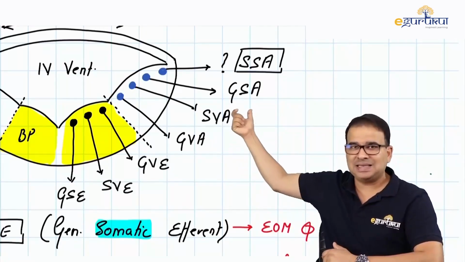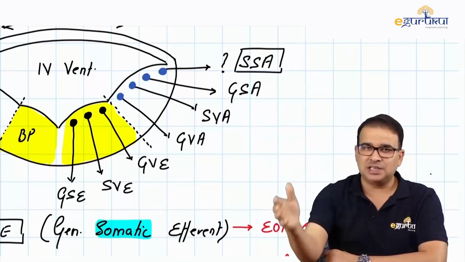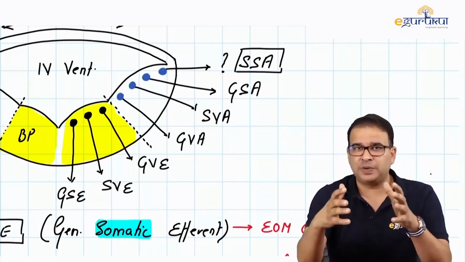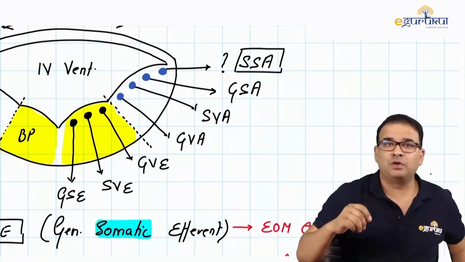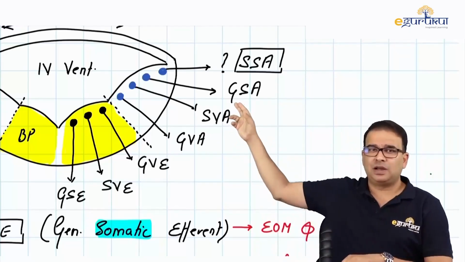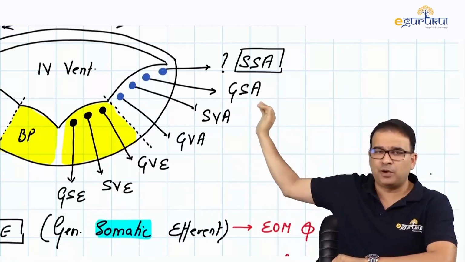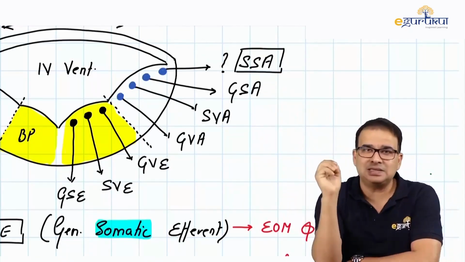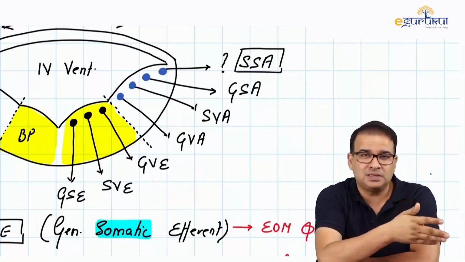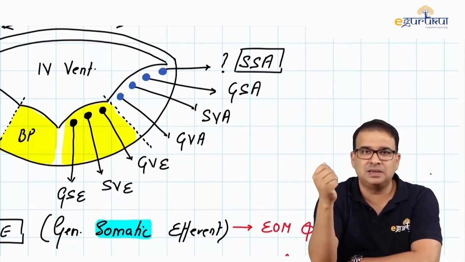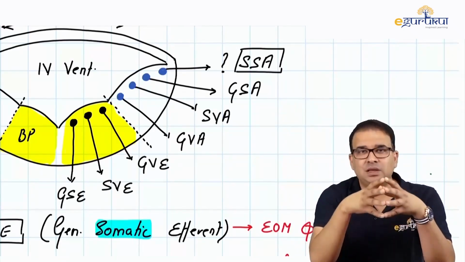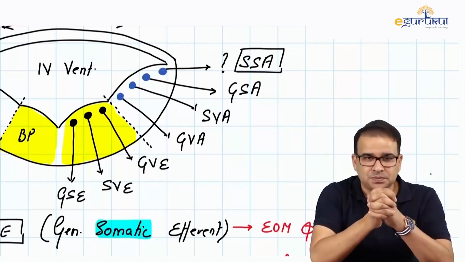GSA, general somatic afferent. The sensations are general, but coming from somatic structures. So again the same pain, temperature, touch, pressure, but they are not coming from the viscera; they are coming from somatic structures like skin, muscle, periosteum, bone. So all these sensations come under the GSA column. It's a very, very important column from the exam point of view as well. And then we have SSA, special somatic afferent. All the remaining sensations apart from taste, like vision, olfaction, hearing and balance, come under SSA. The sensations are special, but they are derived from body wall or somatic structures.